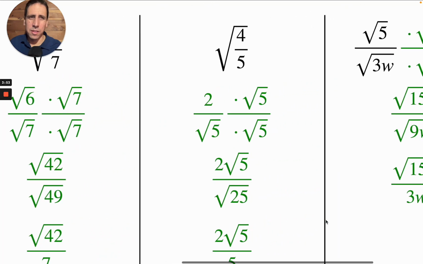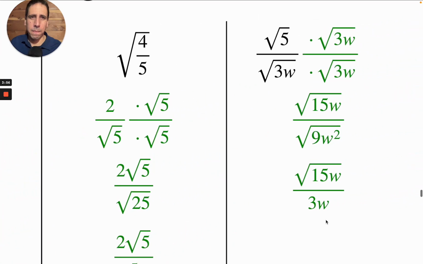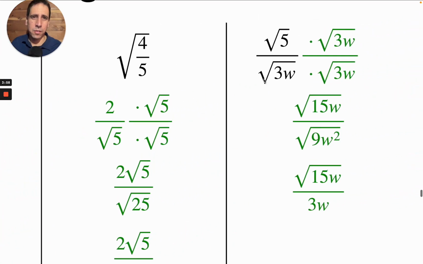Let's do something with some variables. Okay, so square root of 5 over square root of 3w. You can multiply the square root of 3w to both the denominator and the numerator to not change anything. But when you do it to the denominator, all of a sudden you get 9w squared, which is actually something you can take the square root of.